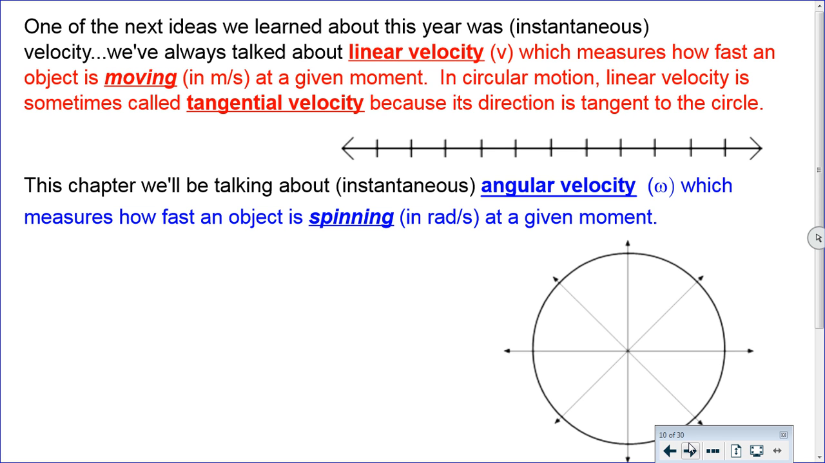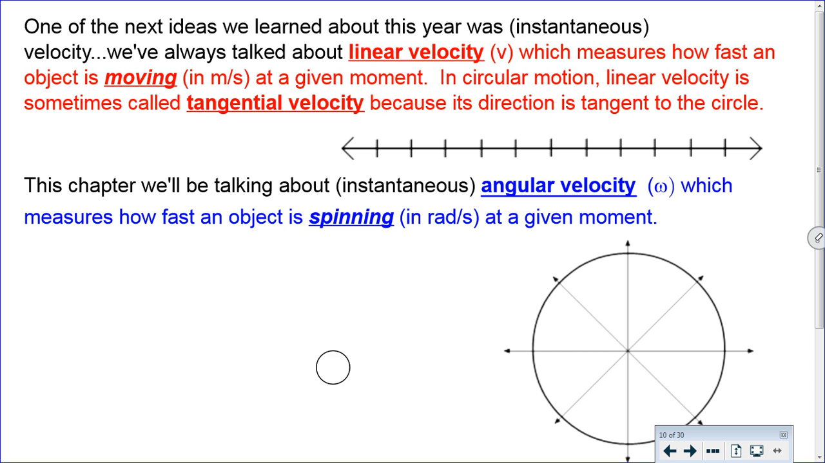When we're talking about circular motion, that velocity we usually call tangential velocity. I mentioned this in the last video, because if your thing is moving in a circle, then at any given instant, the velocity is tangent to the circle. So this chapter, we're going to be talking about instantaneous angular velocity.